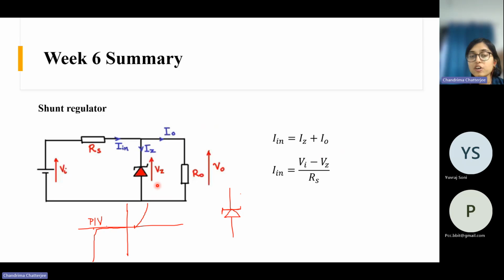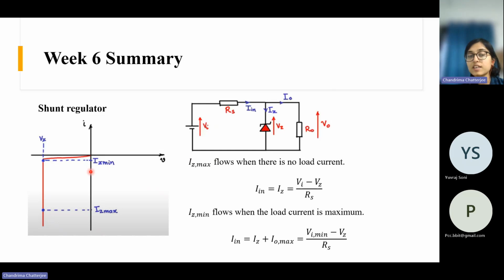Because of the presence of this Zener diode, we are able to regulate this output voltage. Okay. So no matter if you change R0, or if there is some disturbance or fluctuation in the input voltage, irrespective of that, the Zener diode can regulate the output voltage at a constant value. Okay. But obviously the current through the Zener diode will fluctuate from this point to this point. But even though the current changes, the voltage remains constant at this value. Okay.